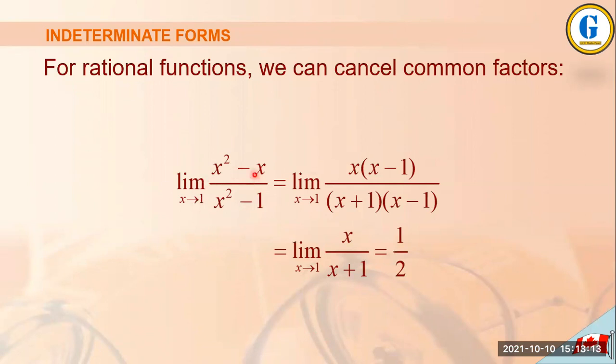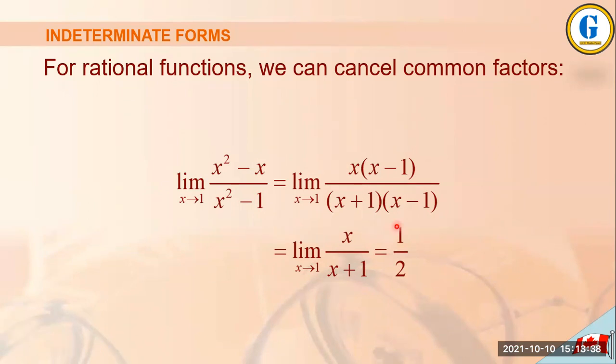For example, let's look at this limit. As x tends to 1, if you put the value in, we have 1 minus 1, which is 0, over 1 minus 1, which is 0. But we can factorize and simplify. This will give us x into x minus 1, all over, this is the difference of two squares, x plus 1 into x minus 1. So these two can cancel out. When they cancel out, you'll be left with x over x plus 1. And as x tends to 1, the limit here is a half.